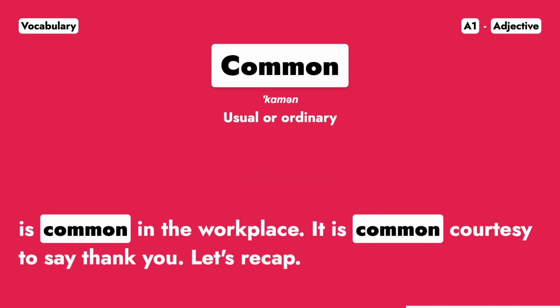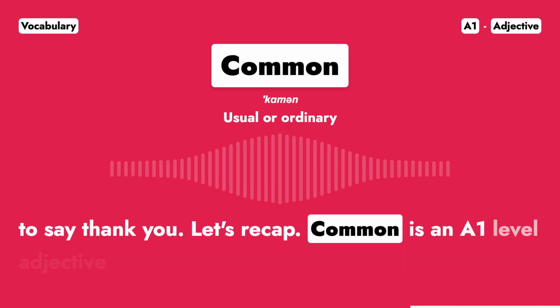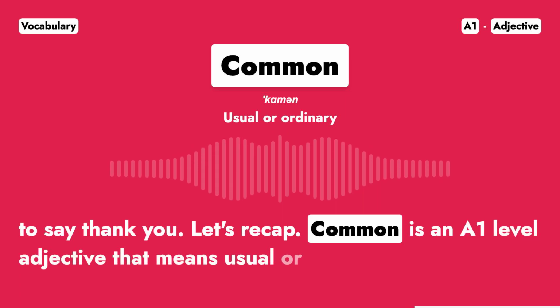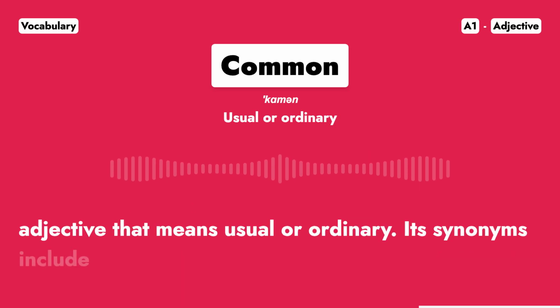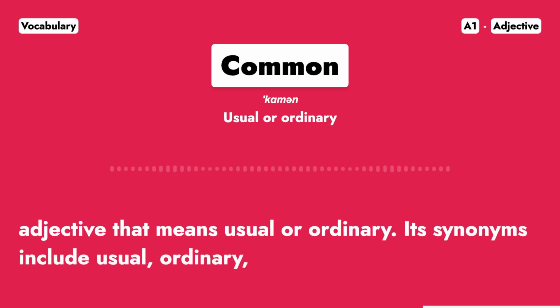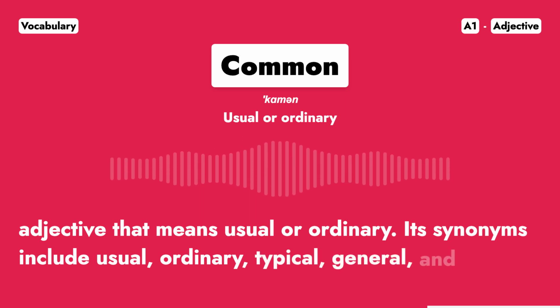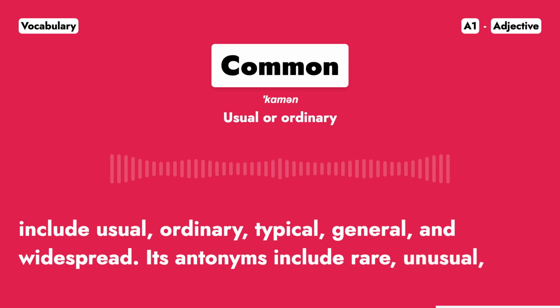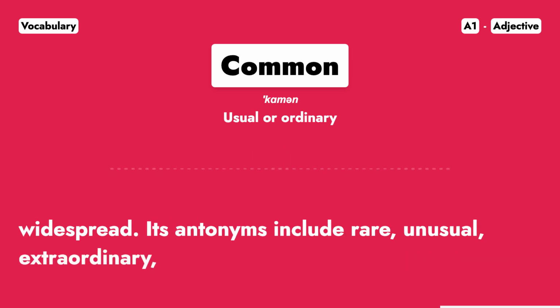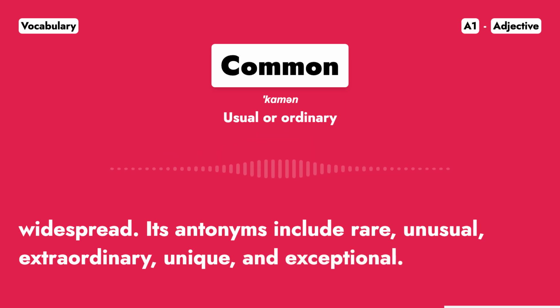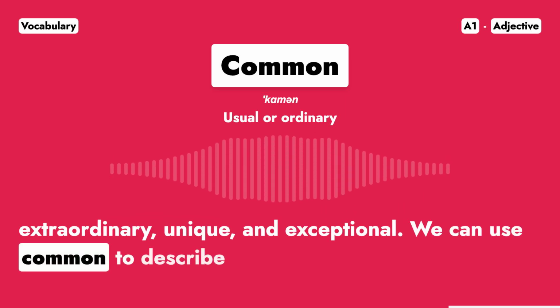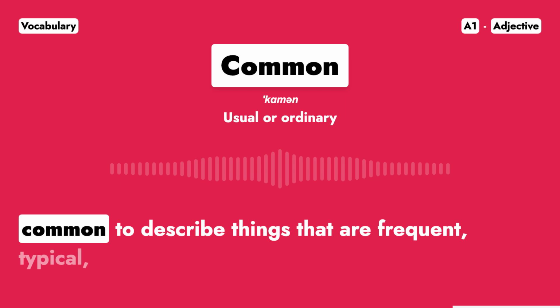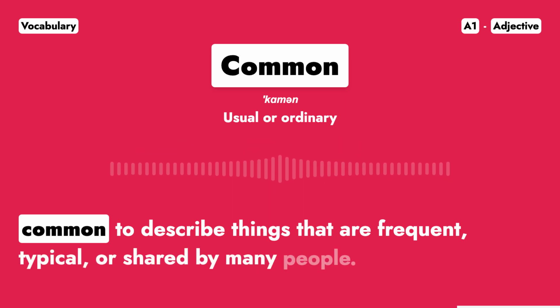Let's recap. Common is an A1 level adjective that means usual or ordinary. Its synonyms include usual, ordinary, typical, general, and widespread. Its antonyms include rare, unusual, extraordinary, unique, and exceptional. We can use common to describe things that are frequent, typical, or shared by many people.